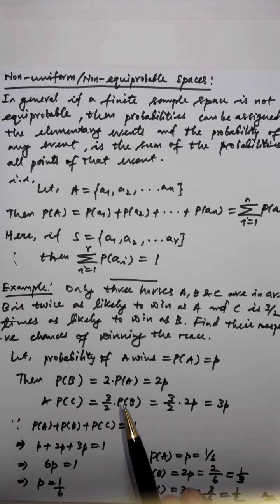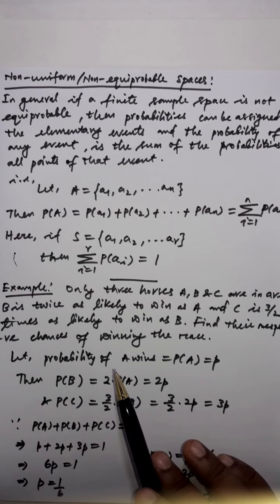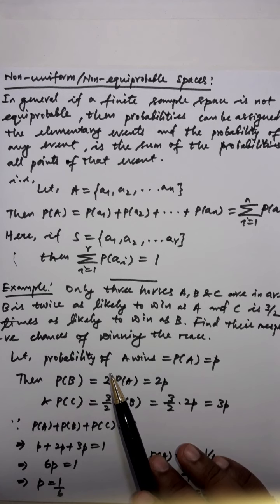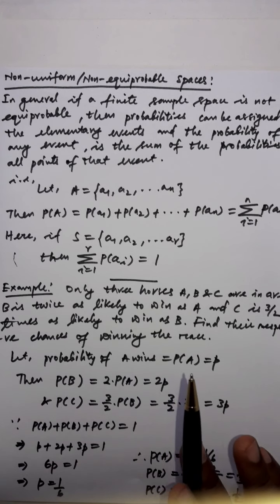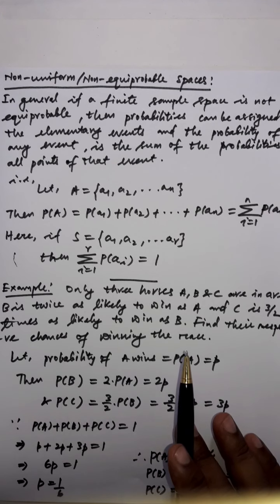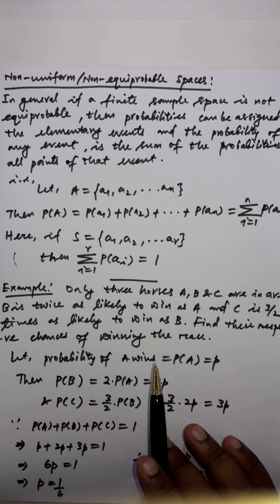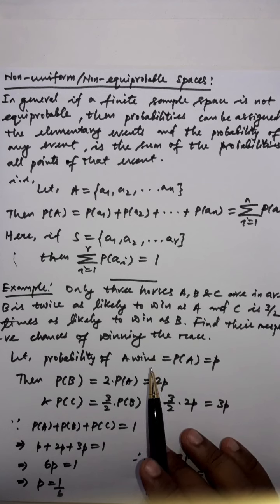So this is an example where we discuss how to find the probability of the events of a sample space where the sample space is of the non-uniform or non-equiprobable type. So friends, we discussed both equiprobable and non-equiprobable types. We discussed all the basic formulas required for probabilities. I hope now you can go for problems and solve as many problems as you can.